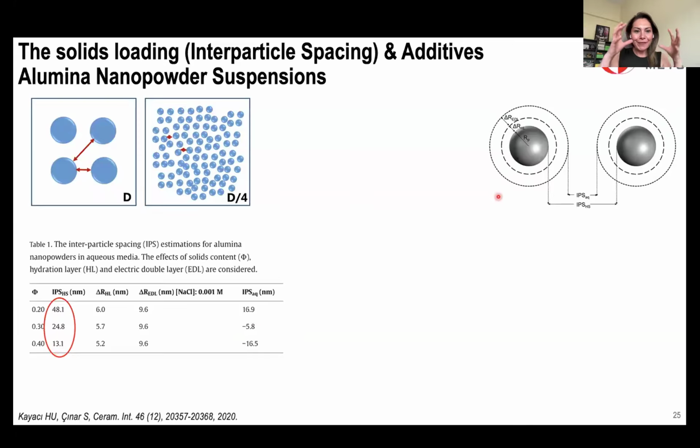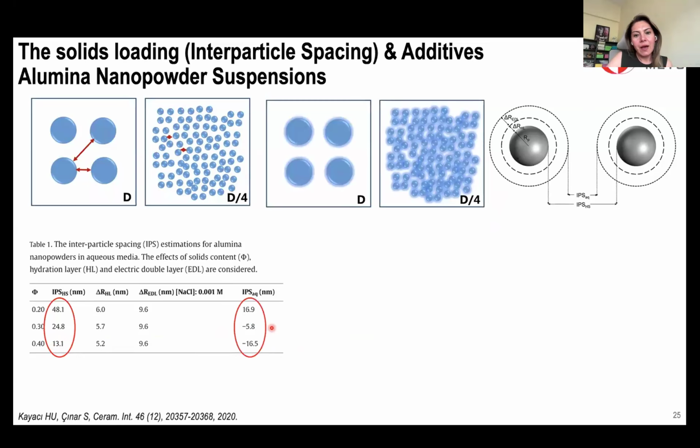But we have this bound water. We also have this electric double layer. Once we add those layer thicknesses into those equations, those values become negative. Obviously, the separation distance cannot be negative. So what that means is that those layers overlap. So those particles, if they have those overlapped layers, cannot freely move in that suspension. There is going to be a significant restriction to flow. So the viscosity is going to be much, much higher.